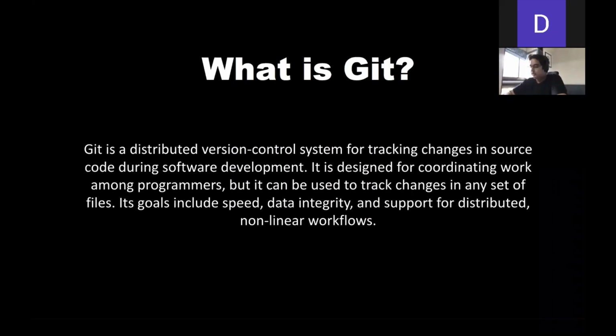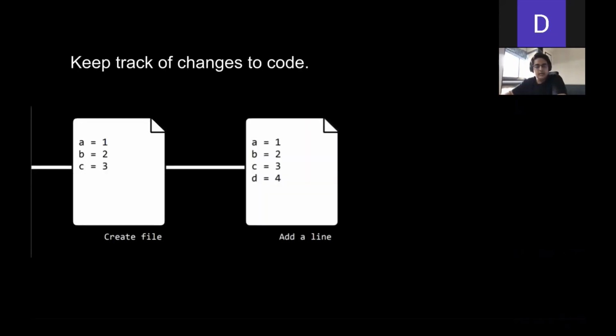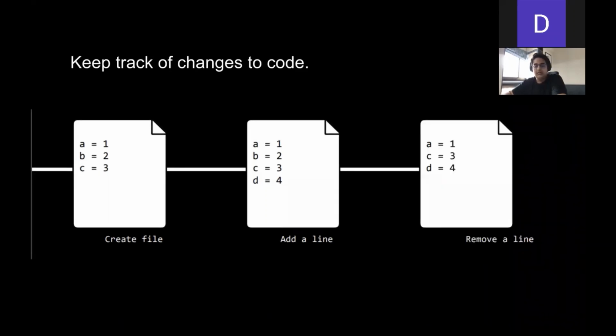And yeah, every organization should have a VCS. Git is the most popular VCS that we have today. Now, let us see some functionality of Git. Let's say you create a file, a normal code, which has a equal to 1, b equal to 2, c equal to 3. You add a line after some time to that file, and then you remove a line from that.